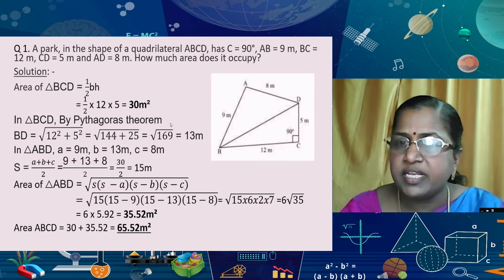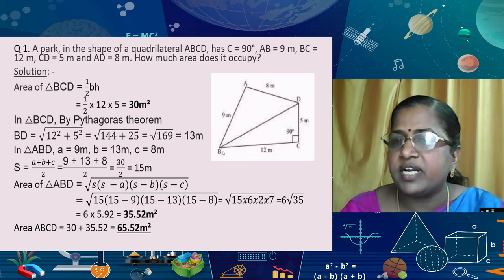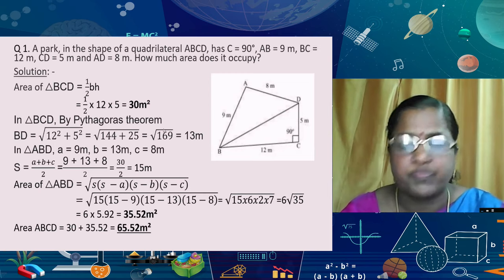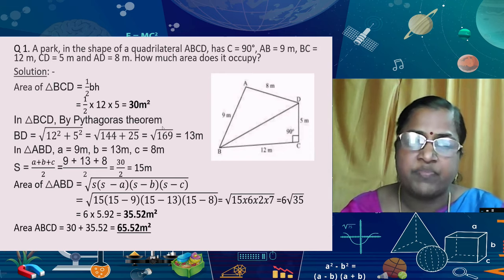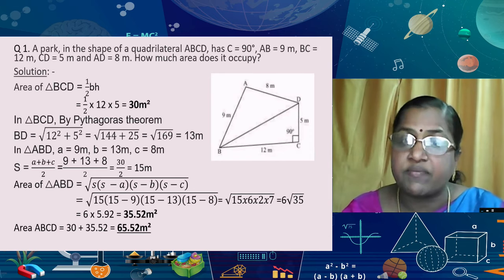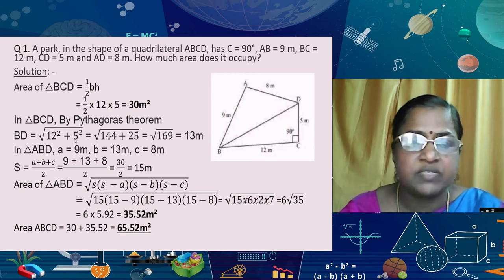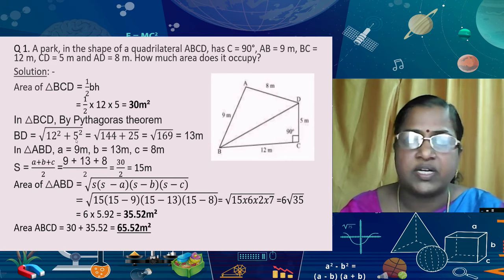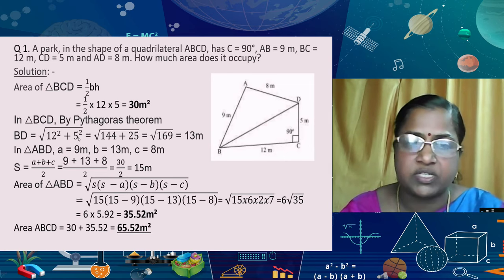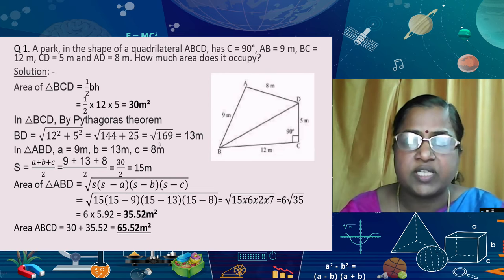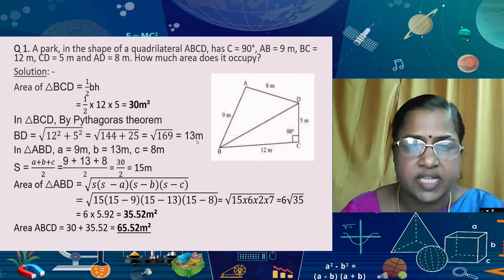Now in this triangle, we are not given the length of side BD. So how do we find it? In a right angle triangle, we can find the hypotenuse by using the Pythagoras theorem. These are all properties we have already studied, a continuation of the 7th class syllabus. So BD is equal to root of 12 square plus 5 square. That is, hypotenuse is equal to the square root of base square plus perpendicular square, which is 12 square is 144, 5 square is 25, the sum of these two squares is 169. So the square root of 169 is 13 meters.